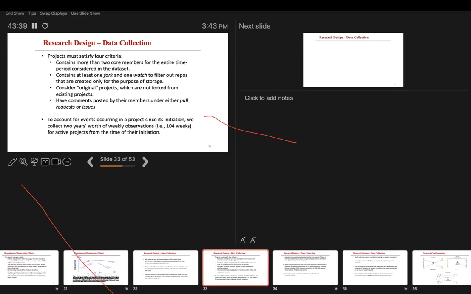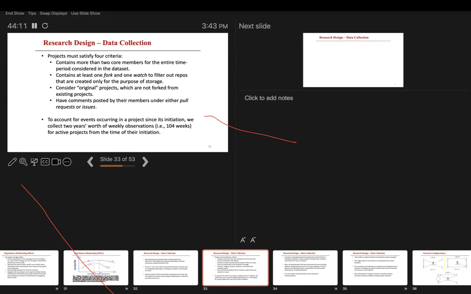So they must satisfy 4 criteria. They contain more than 2 core members so that a network can be formed, for the entire time period of the data set. As I said, we are looking at 2 years' worth of data, weekly divided, so 104 weeks. For every week, we need to have at least 2 members so that there's a network. It contains at least 1 fork and 1 watch to filter out repos that are created only for the purpose of storage, like I mentioned, a syllabus or a course document. That's not the kind we wanted here.